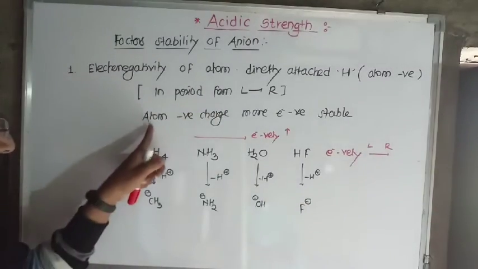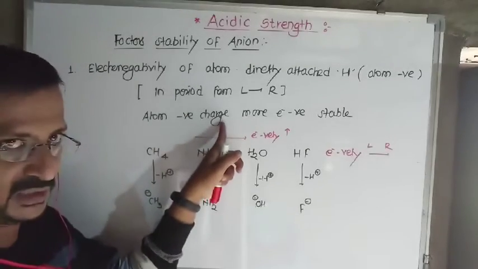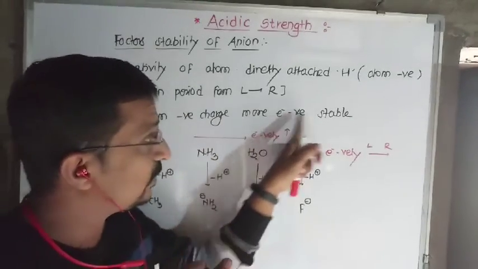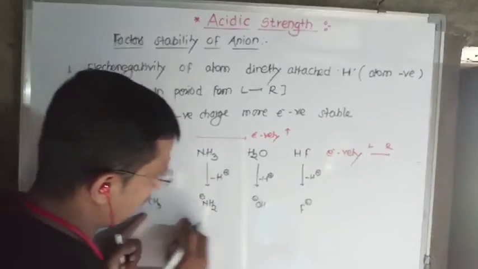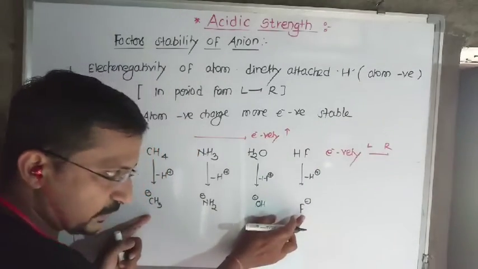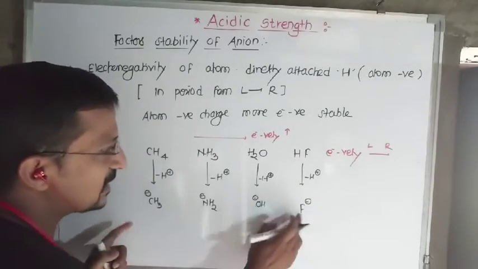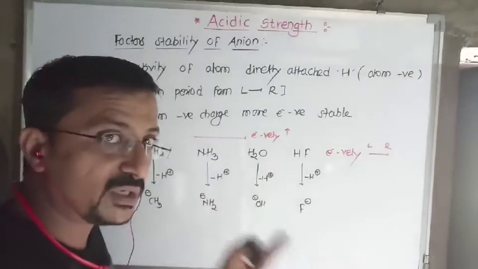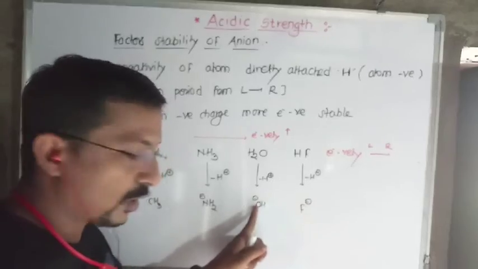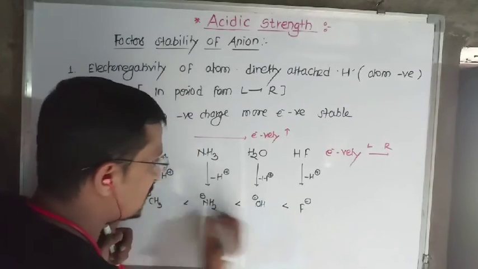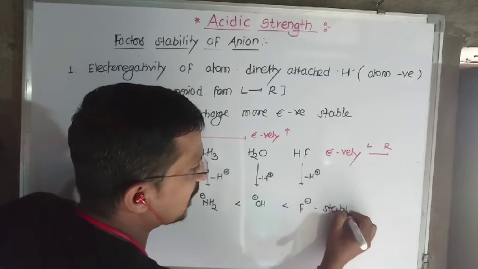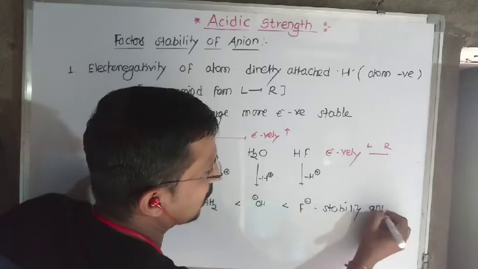Now see the criteria: the atom carrying negative charge. If that atom is more electronegative, then it becomes most stable. In this case, electronegativity increases in this direction, and fluorine is the most electronegative. So in all these cases, fluoride ion is most stable, then OH minus, then nitrogen, then carbon. So the stability order of these anions is like this.